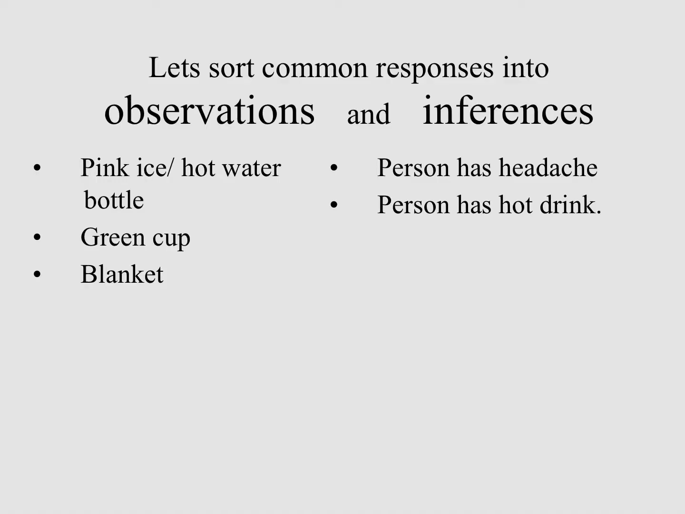The blanket. You say she's feeling very cold. That's an inference. Why did we make the inference that she's feeling very cold? Because we can see the blanket. The blanket is the observation. She's cold is our inference based on that.